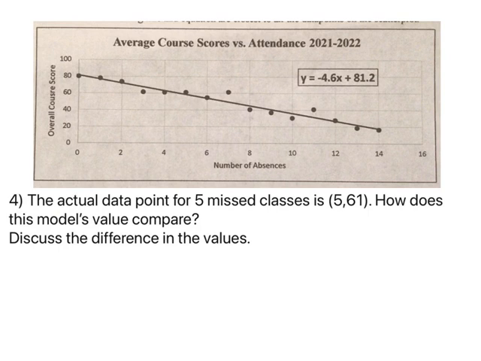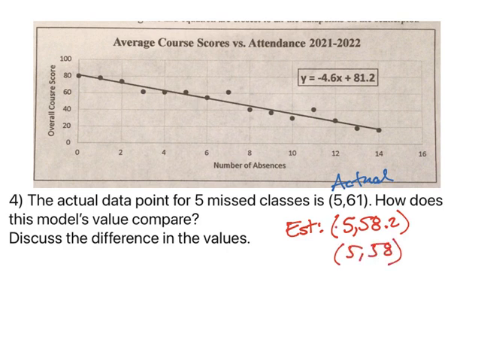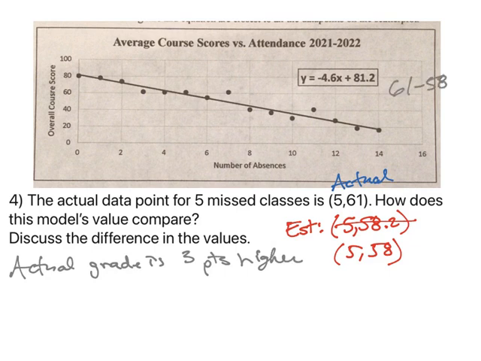Number 4, the actual data point for 5 missed classes is 61. How does this model's value compare? Okay, so this that they gave us is the actual. The estimate that we just found on the previous page was 58.2. Let's just round that to 58, just for easy math, okay? We estimate 58 for a score, and the actual is 61. So I could say the actual grade is 3 points higher, absolute change, right? Because 61 minus 58 is 3.